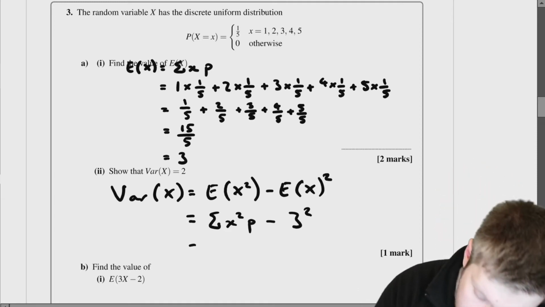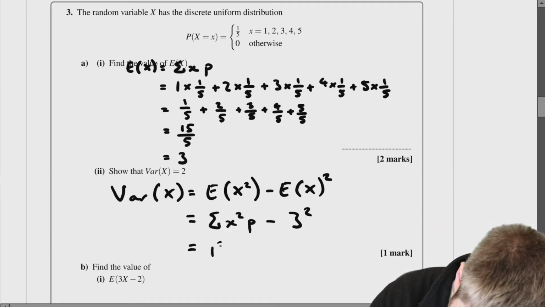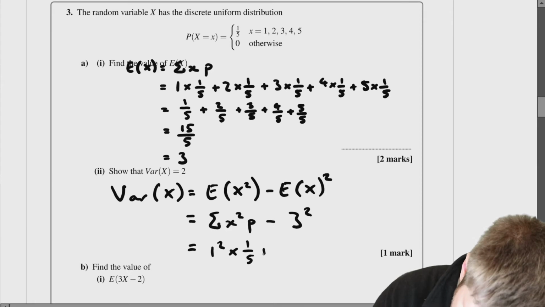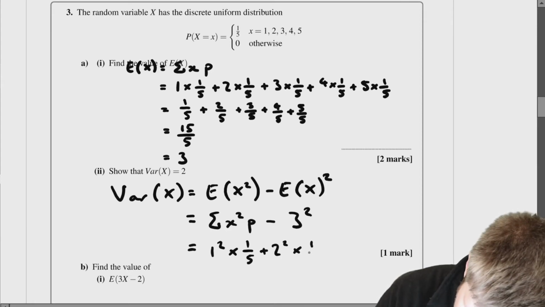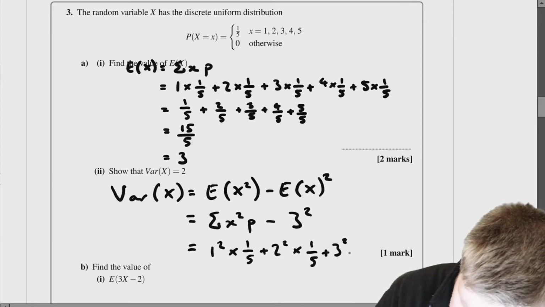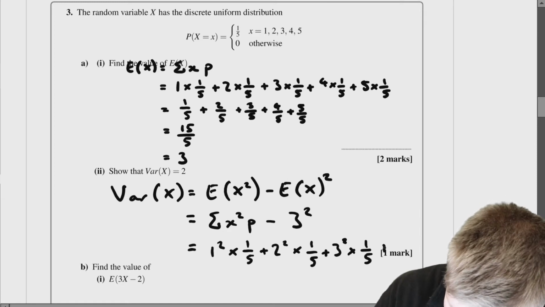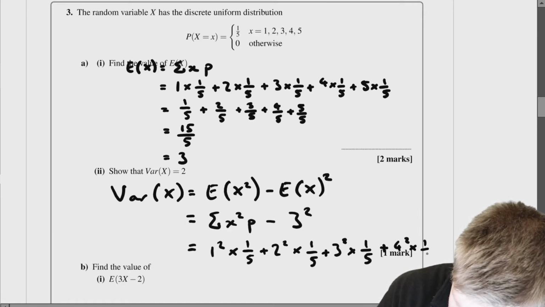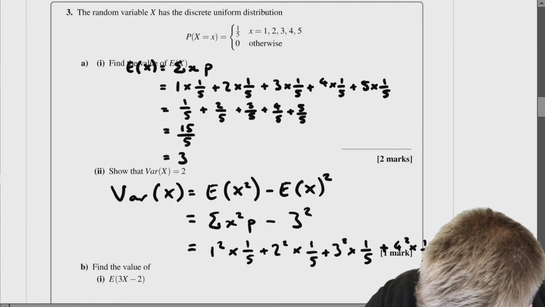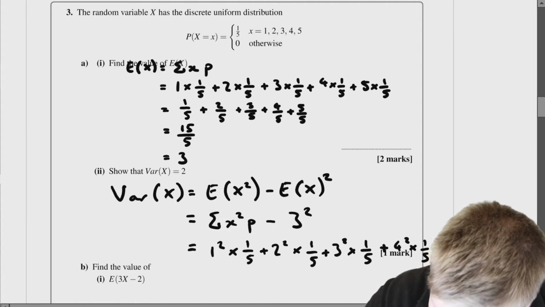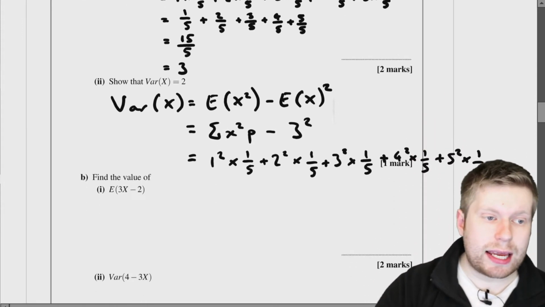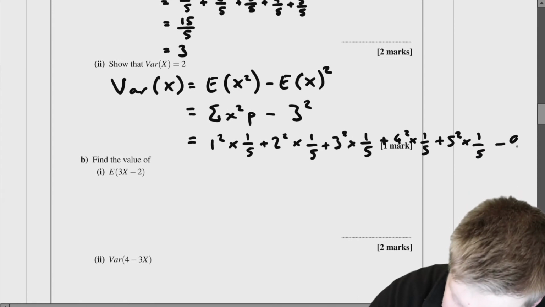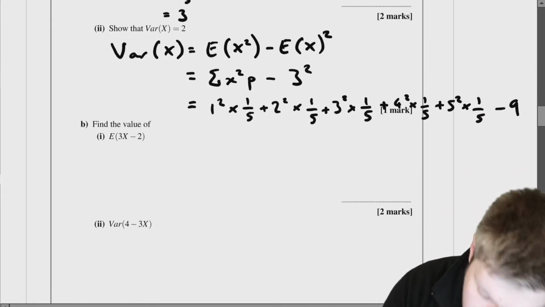So let's do this. Sum of x squared times p, so we'll get 1 squared times 1/5, plus 2 squared times 1/5, plus 3 squared times 1/5, plus 4 squared times 1/5, and then finally plus 5 squared times 1/5. And we need to take away 3 squared. Well, I'm actually going to write that as take away 9. All right, let's just go through and keep our wits about us.